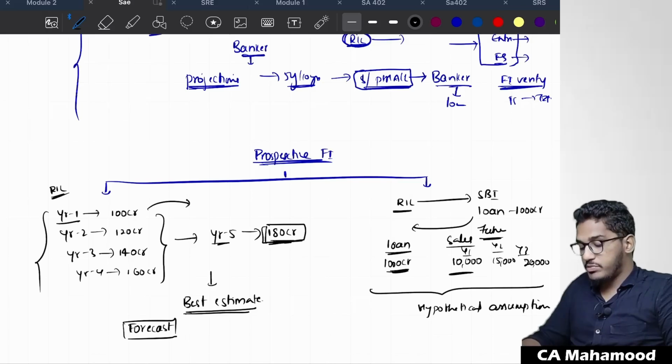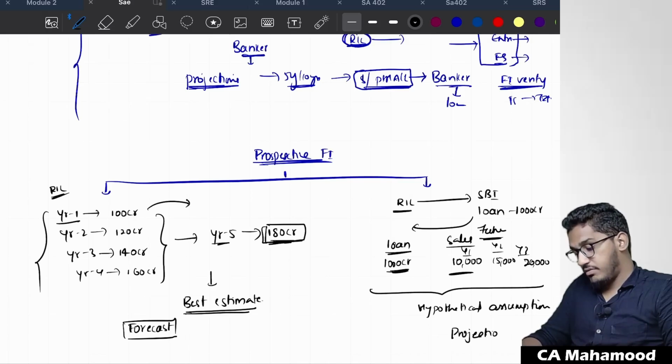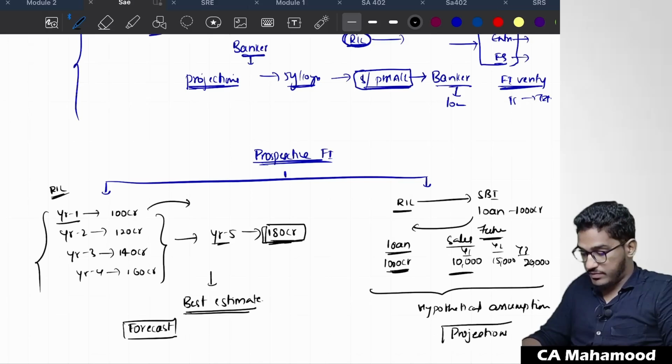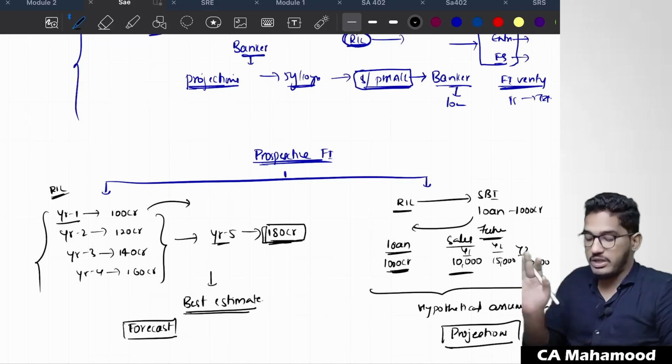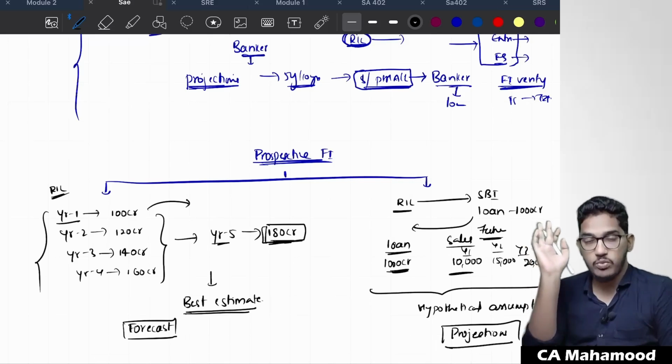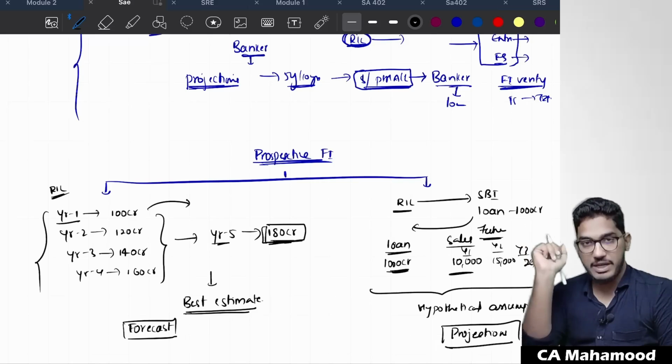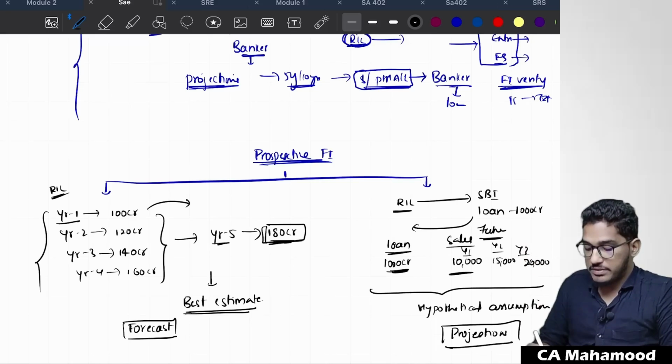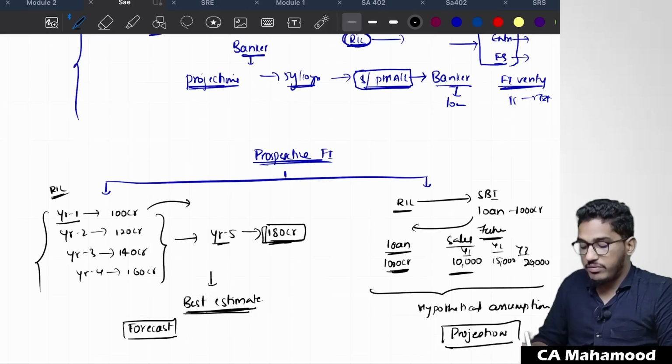So this kind of prospective financial information, we are going to call projections, which are completely hypothetical, and we can't say they are more likely to happen. They might happen, they might not happen. Whereas the first case is a best estimate. Why? Because we have estimated on the basis of historical data. We have some basis for that, so we call it a best estimate.